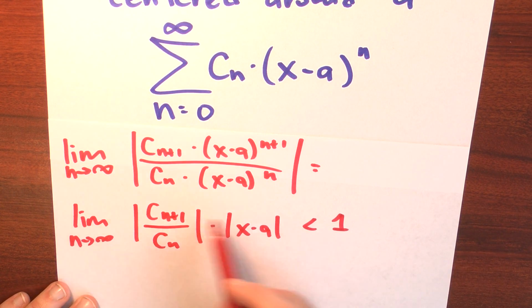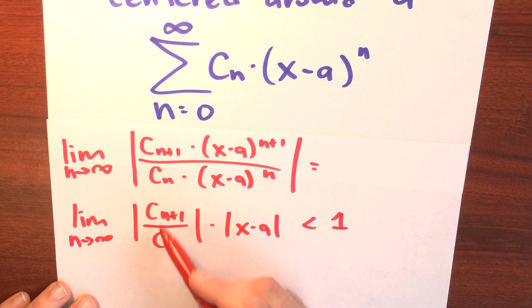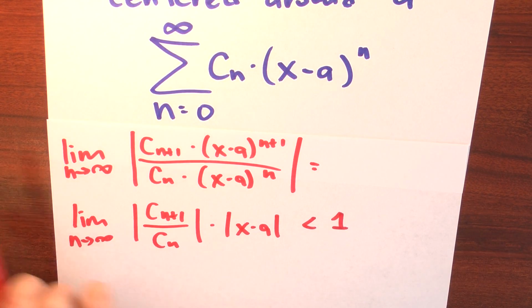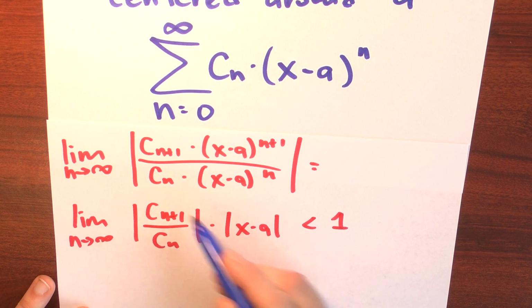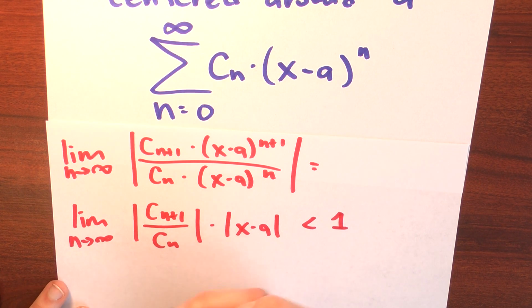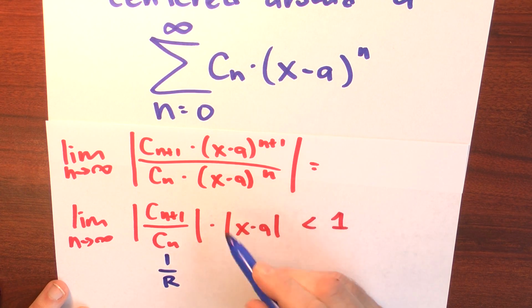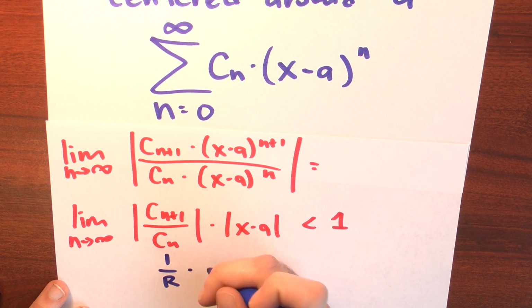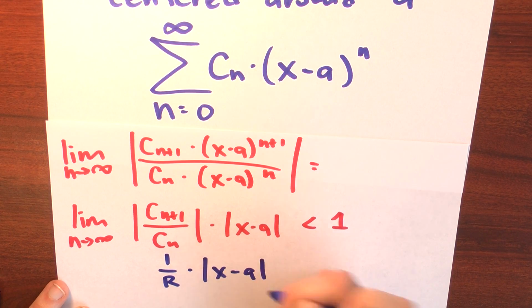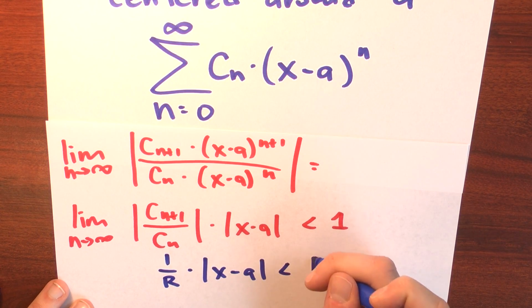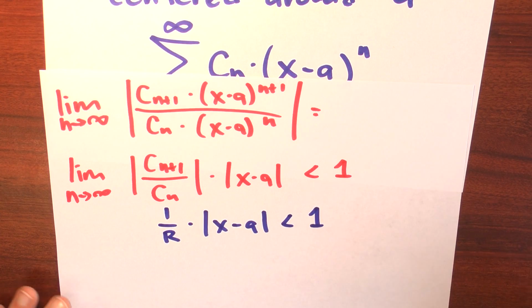Well, how can I really analyze this? I don't really know anything about c sub n plus 1 and c sub n, but let's just pretend, right? Let's just pretend that the limit of c sub n plus 1 over c sub n ends up being 1 over r. And in this part here, the absolute value of x minus a, that's just a constant anyway, so I'll write times absolute value x minus a. And I'm wondering, when is that less than 1?